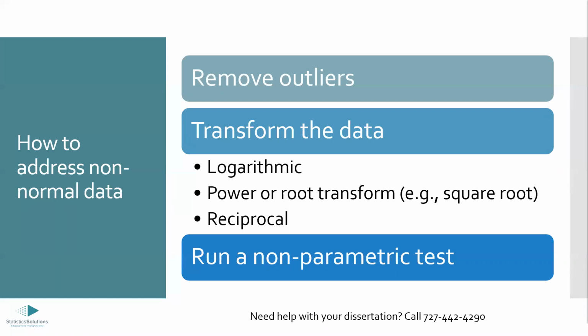So there are different transformations that you can use. Common ones include the logarithmic, power, or root transformations, such as taking the square root or the cube root of the variable, or taking the reciprocal or the inverse of the variable. And these different mathematical transformations can sometimes fix the problem of normality and make the distribution look closer to normal.